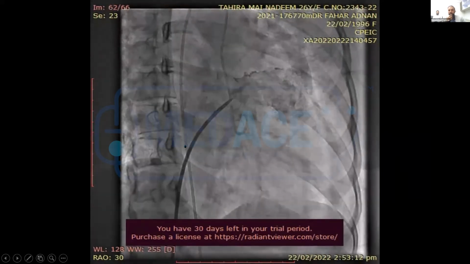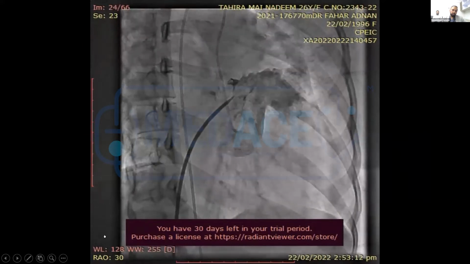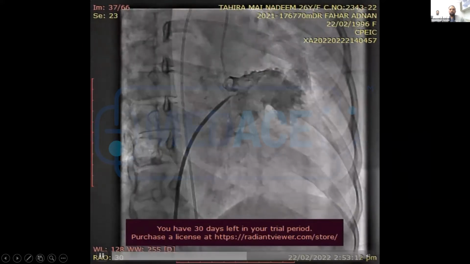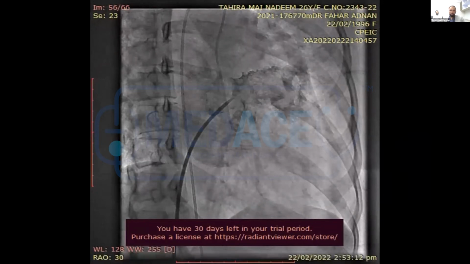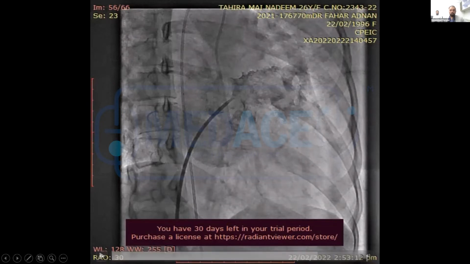You can see the LA appendage and LA, and this view is also important to mark the site of the mitral valve, where the mitral valve lies, so that in the next step, when we will be crossing the mitral valve with the Inouye balloon, we should use this view as a roadmap.